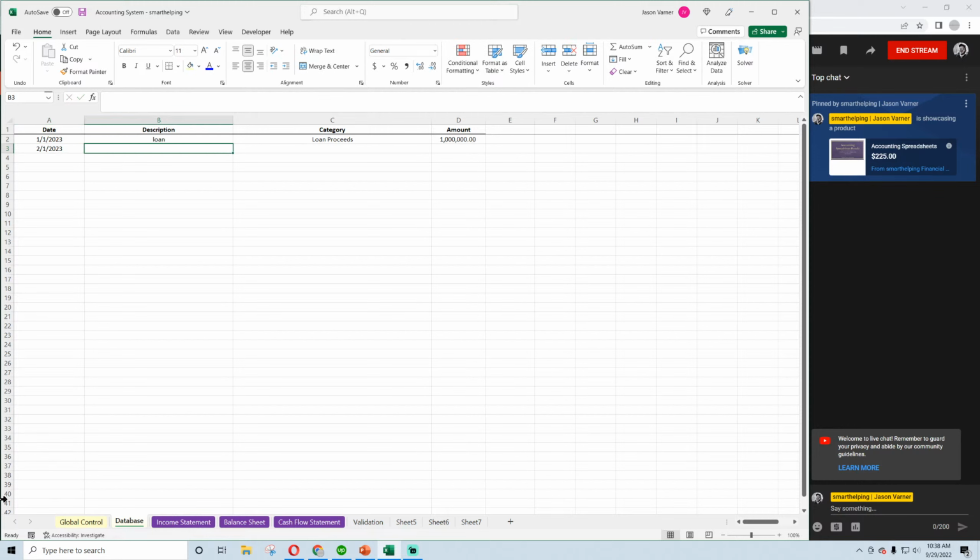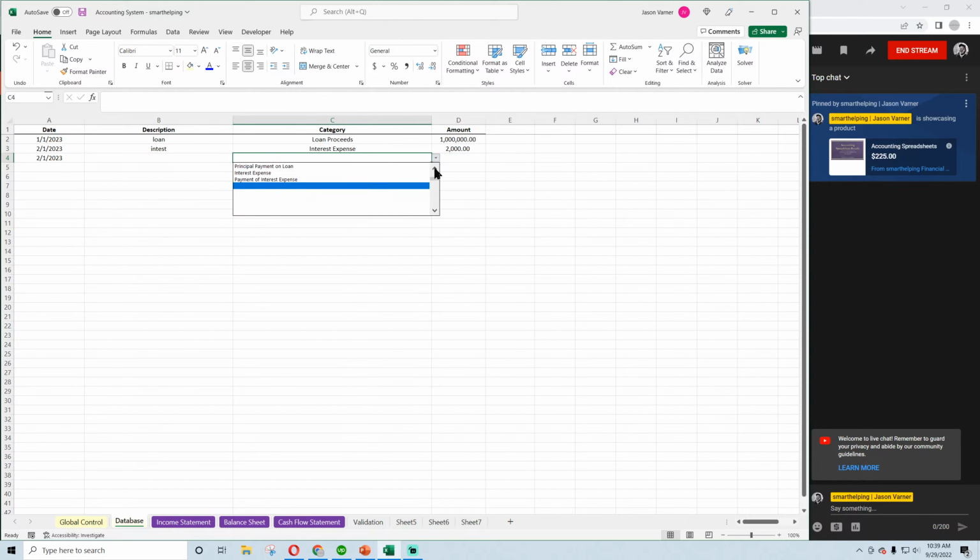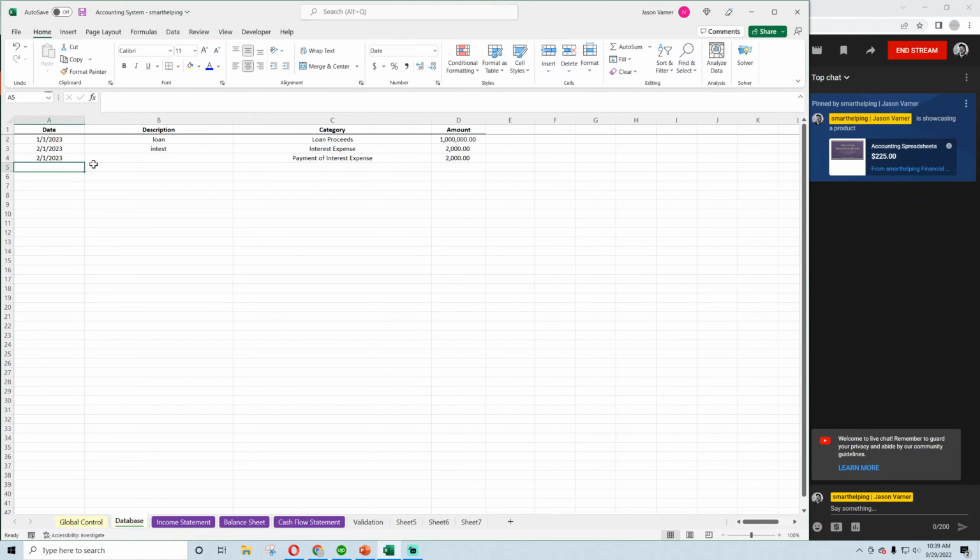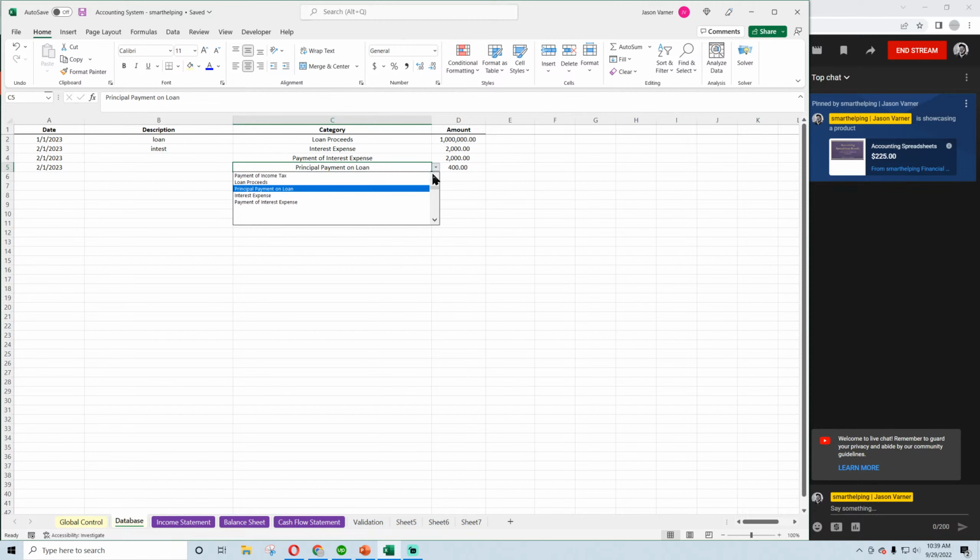And then in February, I have interest expense. I get an invoice for interest expense, let's say for $2,000. It'll be for principal and interest, but this is the interest portion. And in the same month, I also pay it, 2,000. Also, we have a principal payment. Let's say that was 400. And I believe that should be everything: payment of interest and principal. Okay, so that's the accounting transactions.